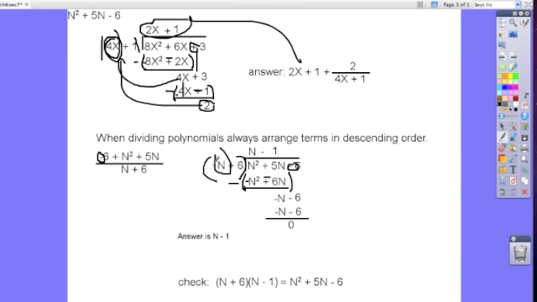minus 6. How many times will n go into negative n, or the opposite of n? Well, it goes negative 1 time, because negative 1 times n is, if you will, negative n. Okay? Negative 1 times positive 6 is negative 6. Now we have to subtract. So remember, sign around there. Opposite of this group, this becomes a positive, that becomes a positive, and you get a 0 as a remainder. So your final answer is n minus 1.